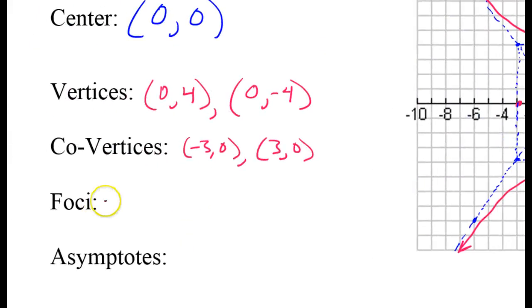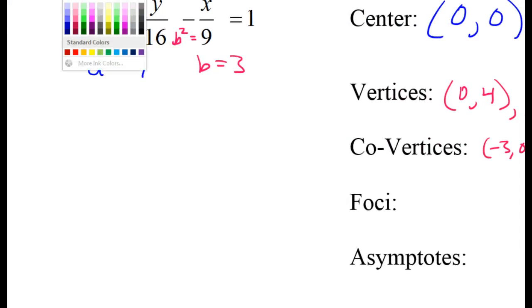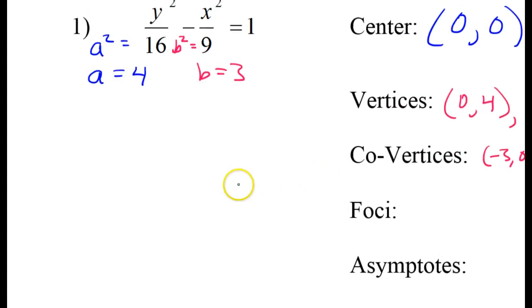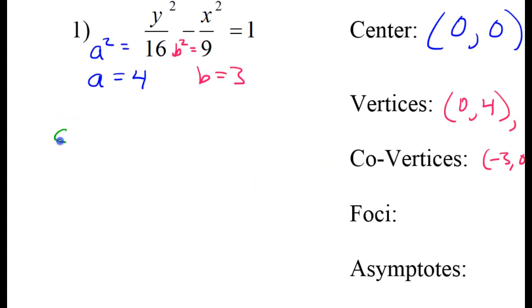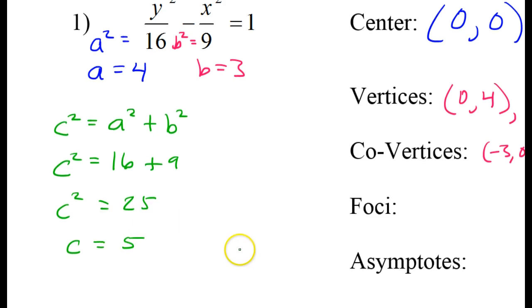All right, so now we need the foci. So remember that the foci are going to be associated with the c value. And for hyperbolas, we know that c squared is equal to a squared plus b squared, not minus like it was for ellipses. So c squared is going to equal 16 plus 9. So c squared is going to equal 25. Taking the square root, we see that c is going to equal 5.